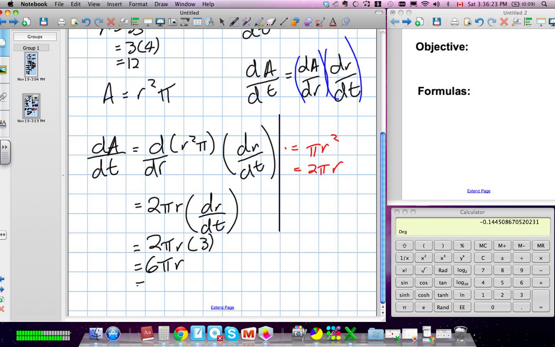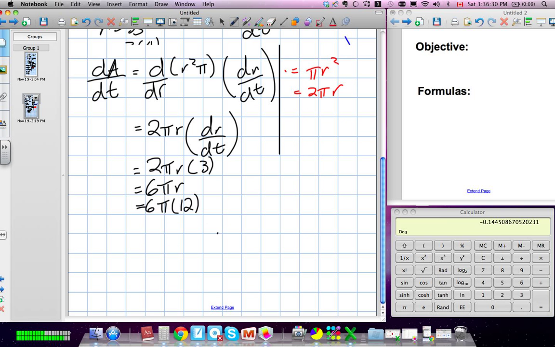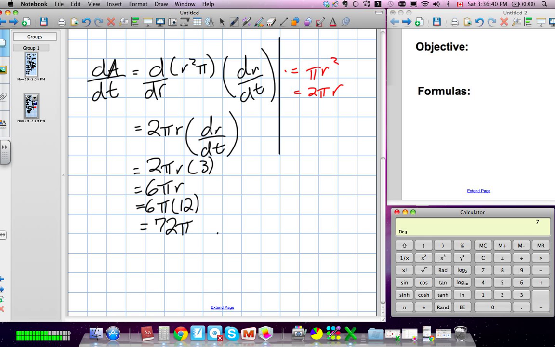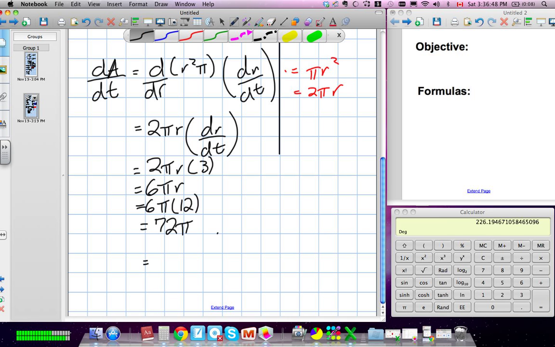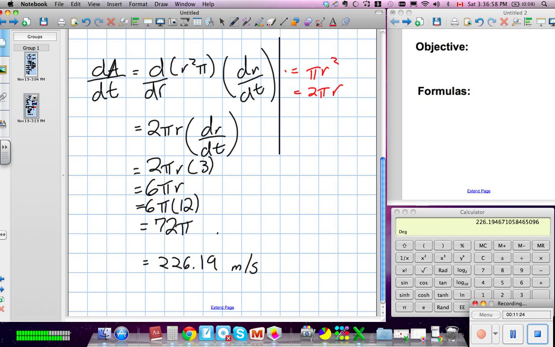So in other words, we'll be plugging in 12 for our radius. So 6 pi by 12. So the rate of change of the area over time at this point will be 72 pi, which in this case you get 72 times pi. The area is changing at 226.19 meters a second at this point. Is it really meters or millimeters?